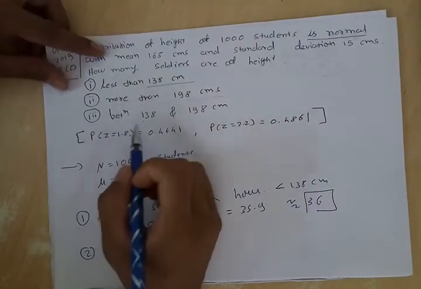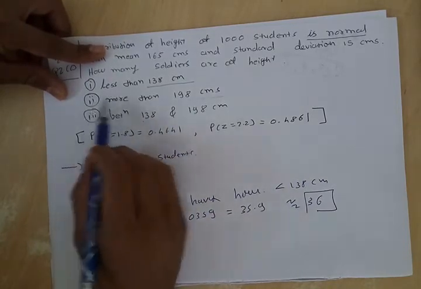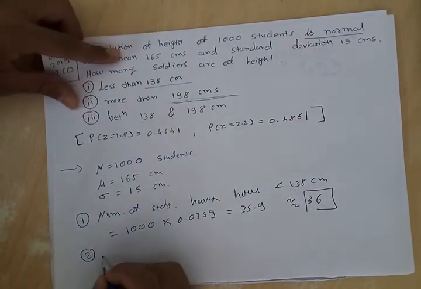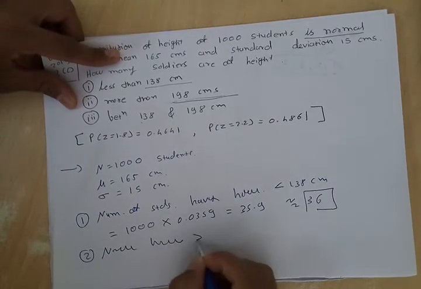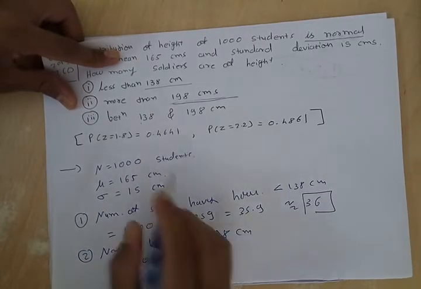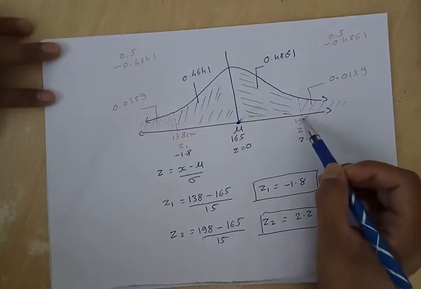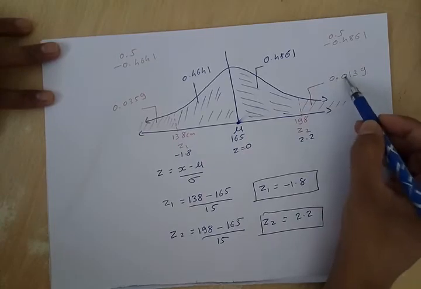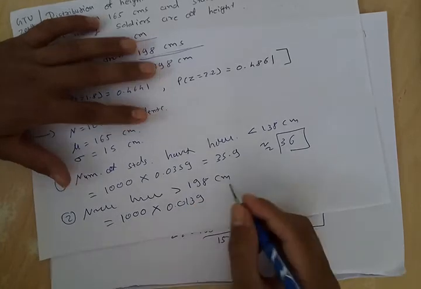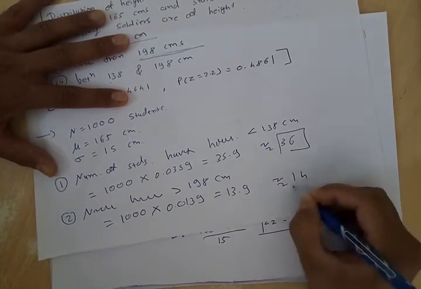Similarly, the second question is students having height greater than 198 centimeter. So the number of students having height greater than 198 centimeter is equal to 1000 times the probability of height greater than 198 centimeter. This probability, that is height greater than 198 centimeter, is 0.0139. So it will be 13.9. So approximately 14 students.